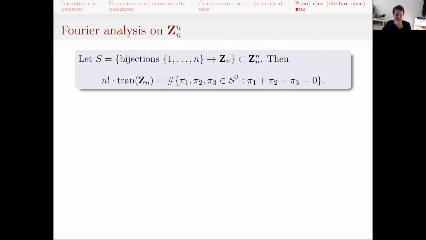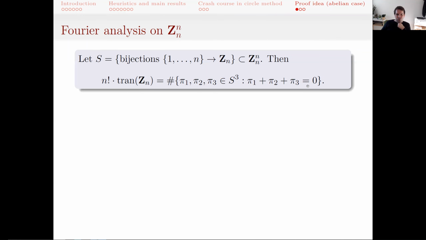So let S be the set of all the projections from the set 1 up to n to Zn. And notice that this count we care about, the number of transversals in Zn. So I'll just focus on the abelian case, I should say. So this number of transversals times n factorial is equal to this count: the number of triples of projections which satisfy that pi 1 plus pi 2 plus pi 3 is equal to 0.